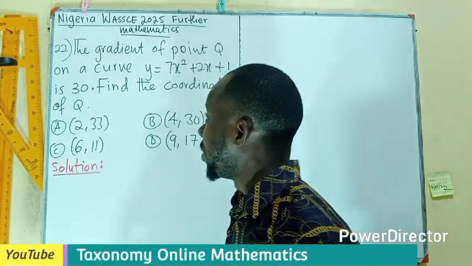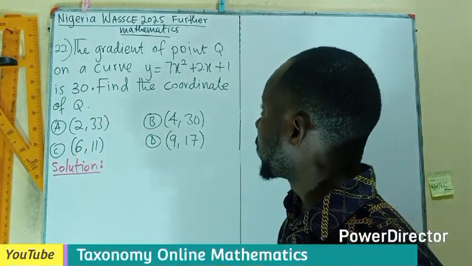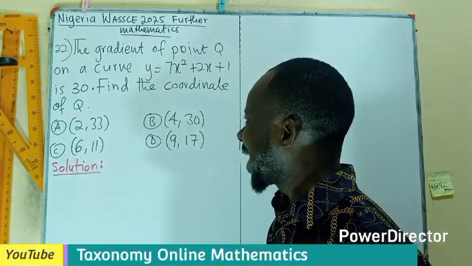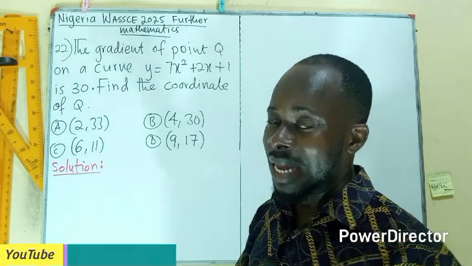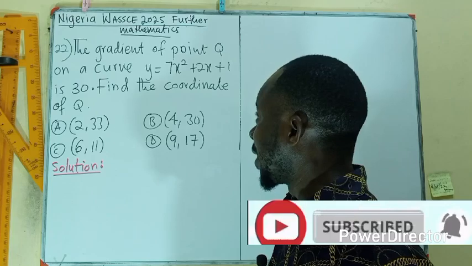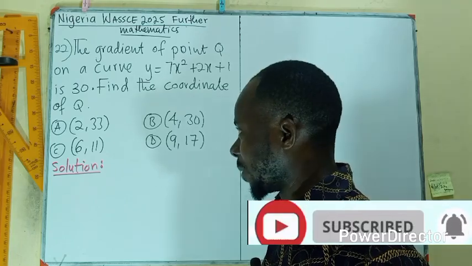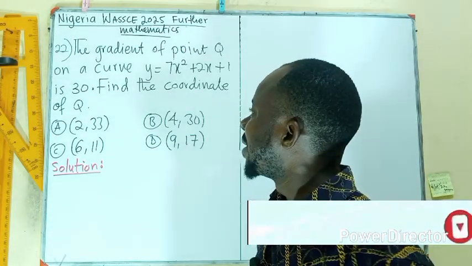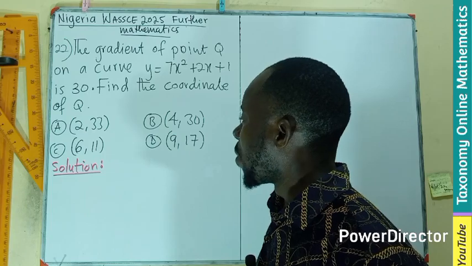Welcome. Question 22. The gradient of point Q on a curve, given by the equation y equals 7x squared plus 2x plus 1, is given as 30. We have to find the coordinate of Q.